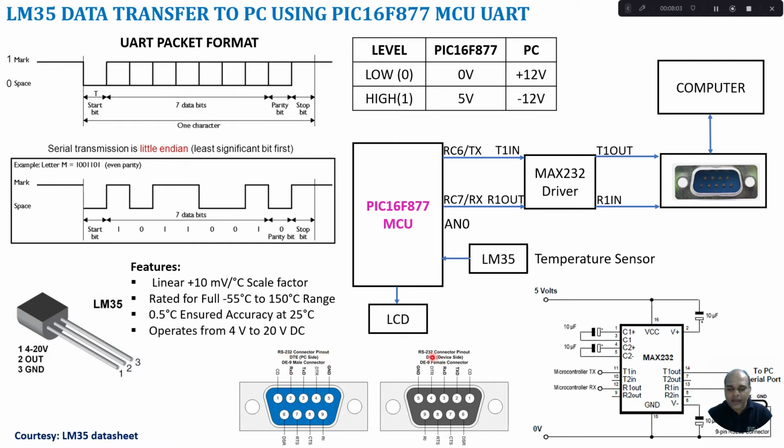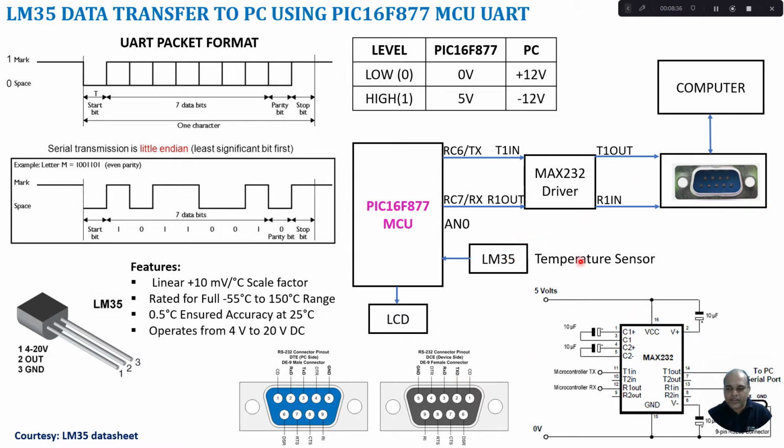In the case of a female connector, pin number 2 will be the transmitter line, pin number 3 will be the receiver line and pin number 5 will be the ground line. So it is just reversing; pin number 2 and pin number 3 are swapped. In the male connector, pin number 2 is the receiver, whereas in the female connector, pin number 2 is the transmitter. Usually on the PC side, you will have a male connector, so from the microcontroller we have to use a female connector.